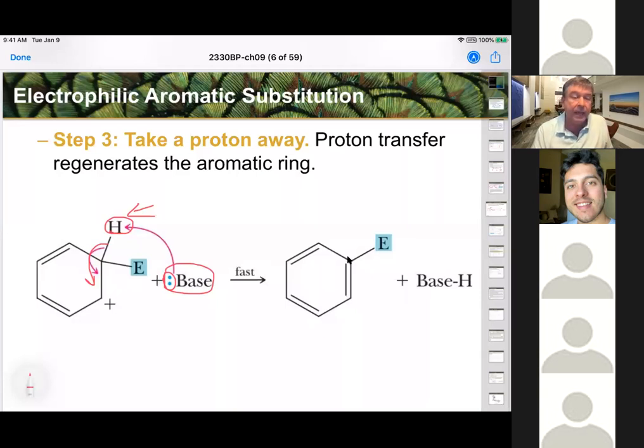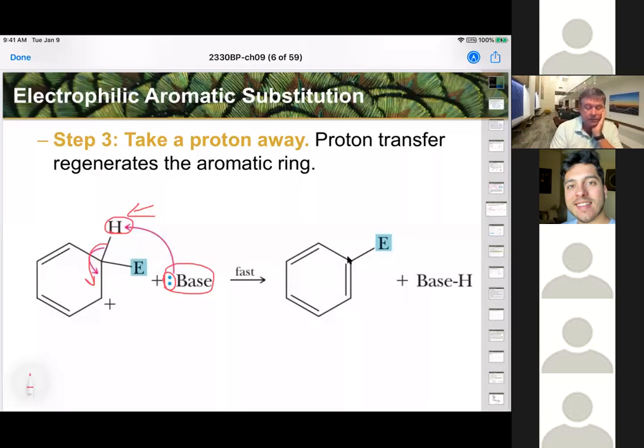Okay, so in the case of the halogens, we have to use iron chloride. So if we're using chlorine, we use iron chloride or ferric chloride. If we're using bromine, we actually use ferric bromide. We match the halogen on the catalyst to the halogen we're trying to add to the ring. Okay. So in this case here, we form the electrophile.